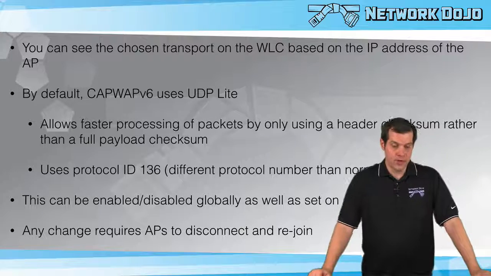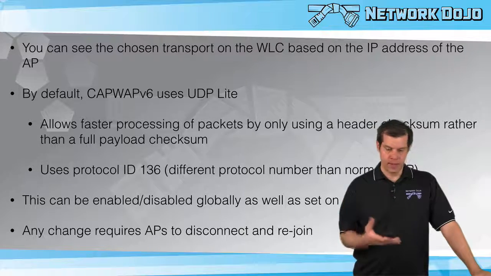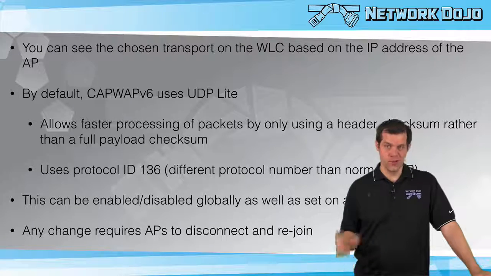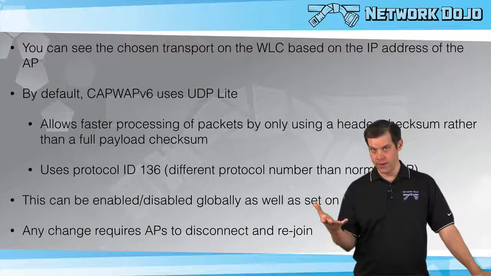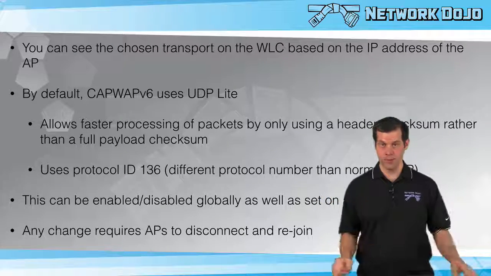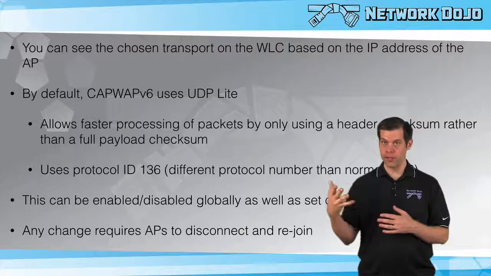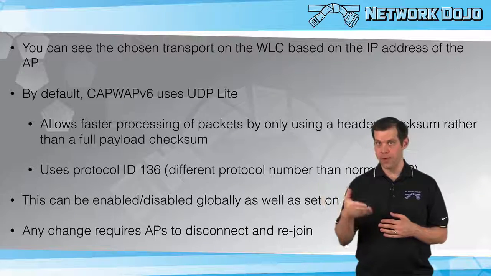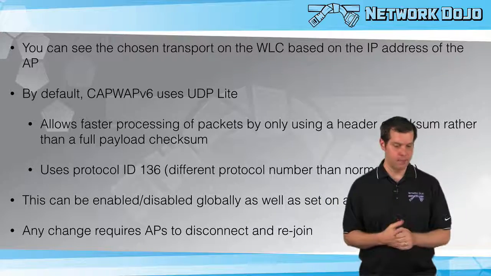Once your AP joins, if you want to see whether it joined via v4 or v6, look at the AP list. The AP list always shows the IP address of the AP. If it's a v4 address, it joined via v4. If it's a v6 address, it joined via v6. It's pretty much as simple as that. On the AP side, you could also look at what controller it joined to, and whether it's an IPv4 or IPv6 address. You can see it on both sides, the controller and the AP.